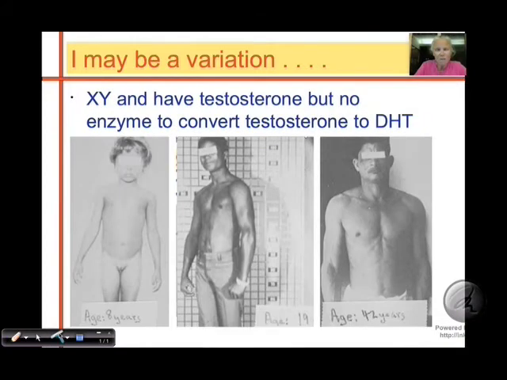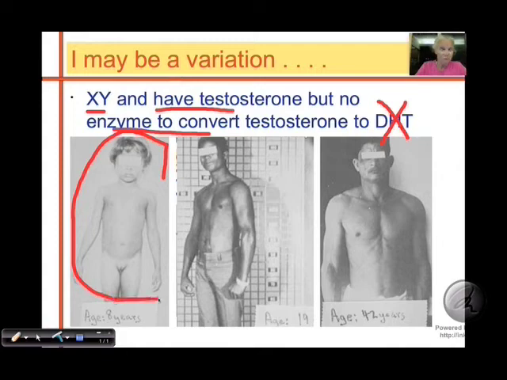Here is another variation on this theme. XY individuals have testosterone, have receptors, but they're missing the enzyme that converts testosterone to DHT. So they don't have DHT. When these individuals are born, mom and dad will look and say, oh, this baby looks like a little girl. And then around puberty, something interesting happens.